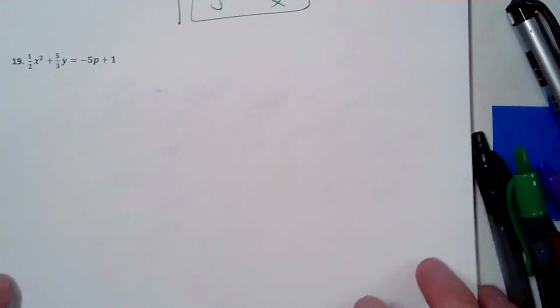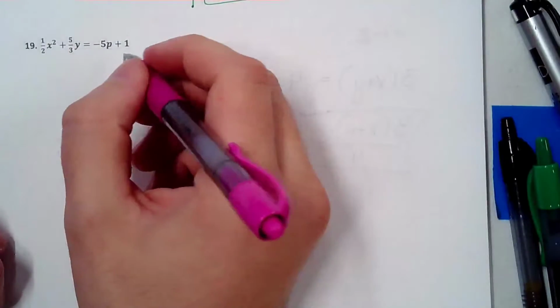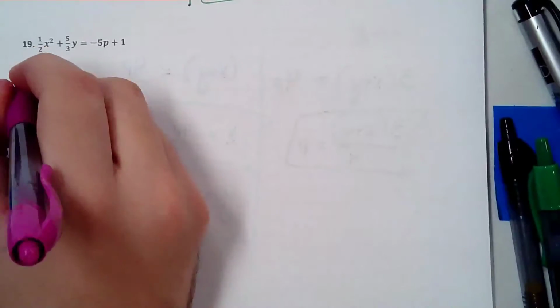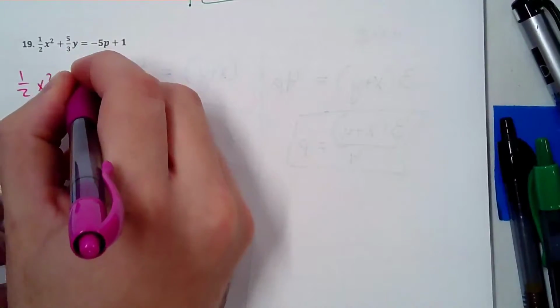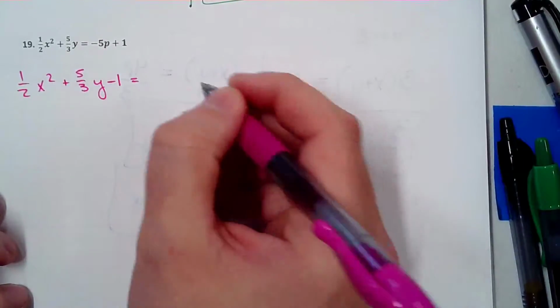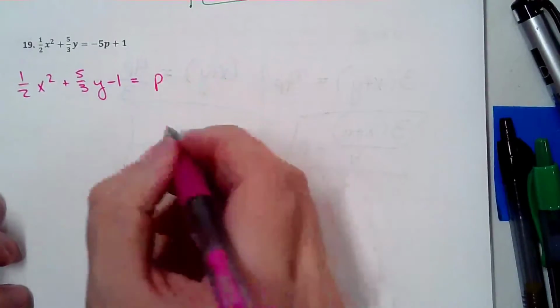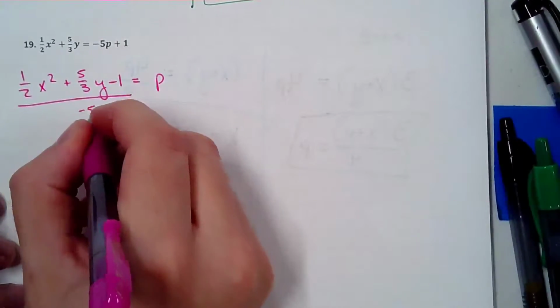We're almost out of time, guys. Let's do this last one, number 19. First, let's get p on its own. Everything except p has to go. That means I get this. Over here, guys. I moved over the 1 by subtraction, you dig? And to get p on its own, I divide everything by -5.